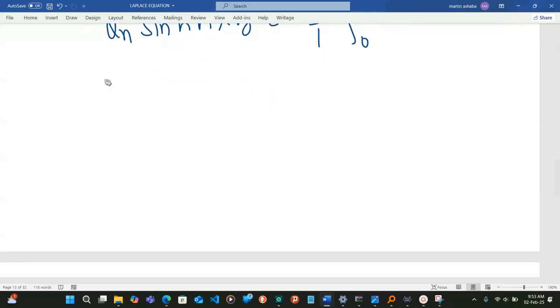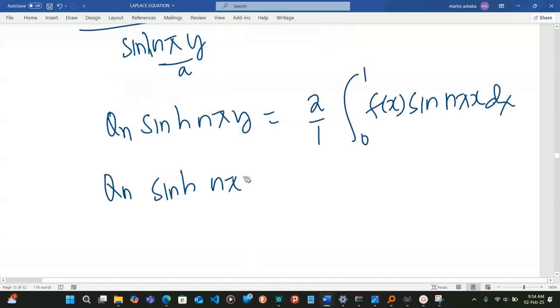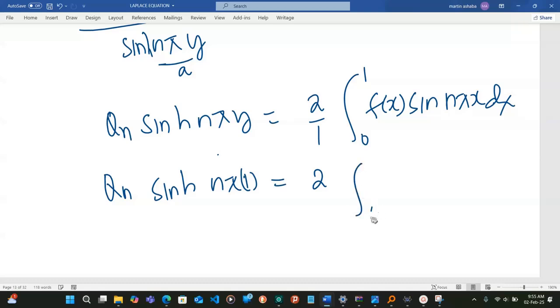So we shall have 2n sine times y, but y for this case is going to equal 1. Since we are talking about 2n being a constant, we are going to substitute this y with 1, because the maximum value of y is going to be 1. So this is equal to 2, integrating from 0 to 1 of 4, then sine n pi x with respect to x.